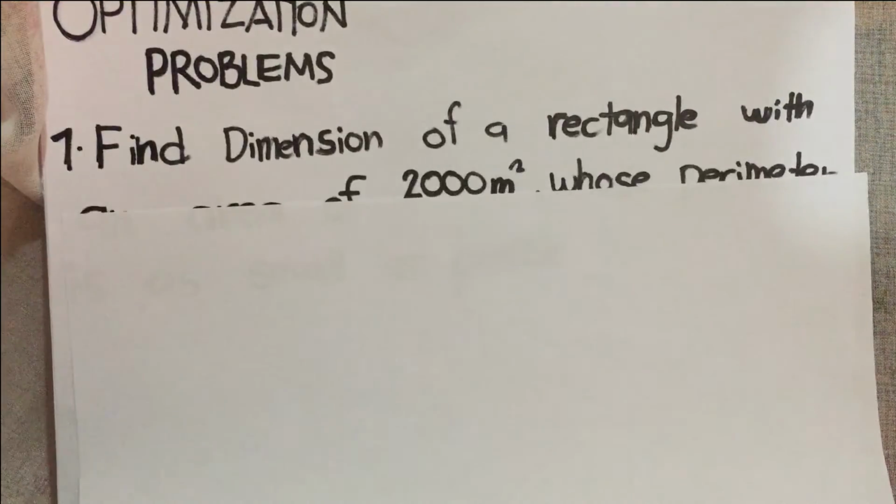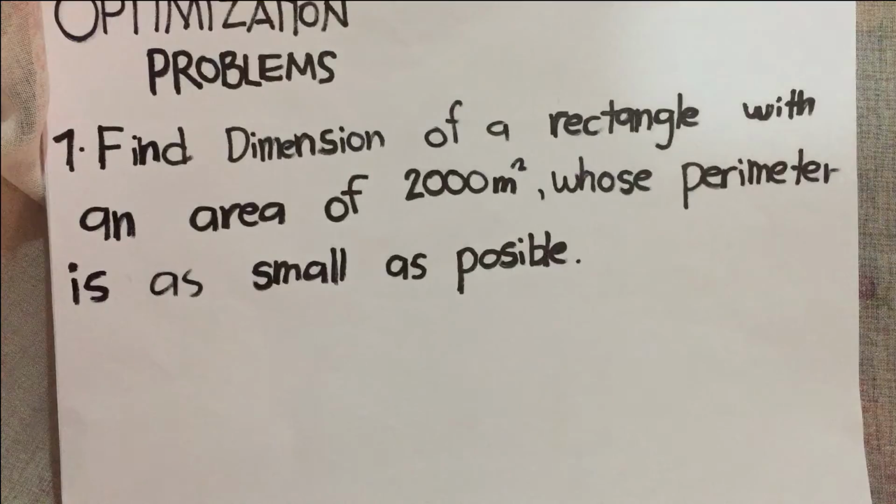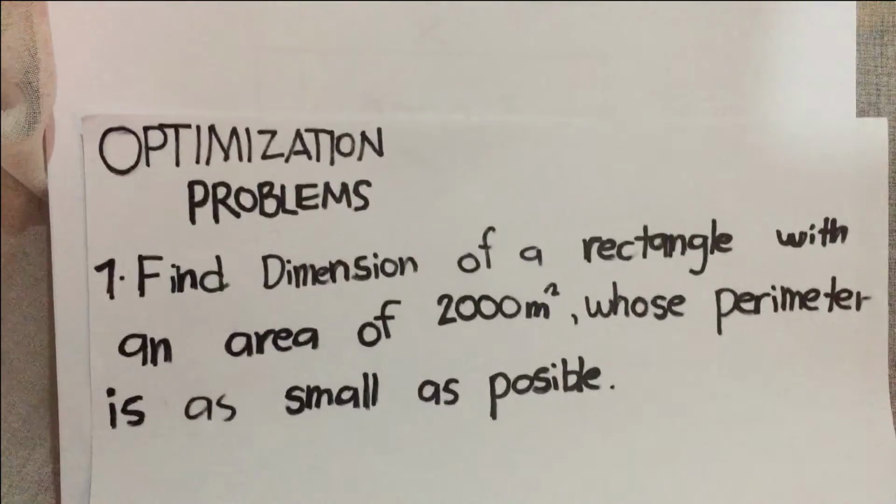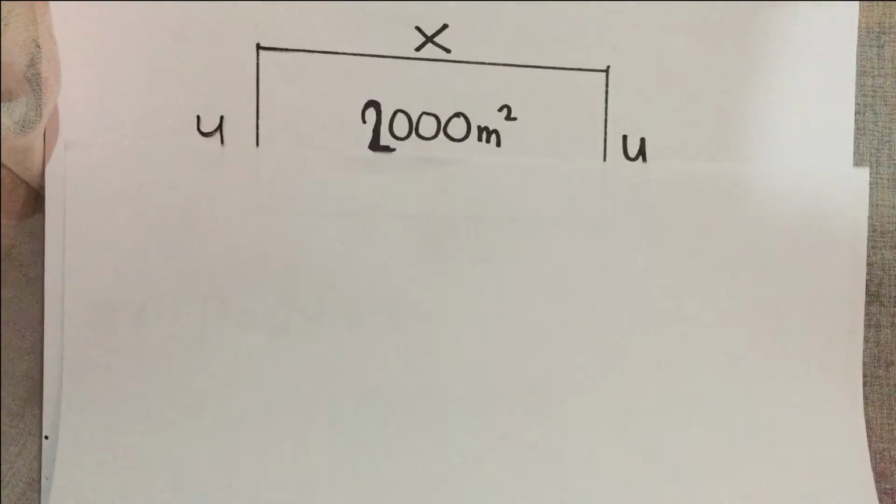So the next problem will be all about an optimization problem. So here is an example. Find the dimensions of a rectangle with an area of 2000 square meters whose perimeter is as small as possible. So we will find the smallest possible dimensions of a rectangle which has an area of 2000 square meters. So here is the representation graph of the rectangle.